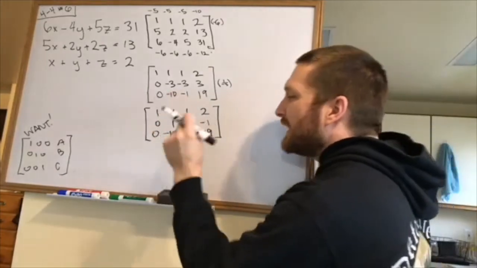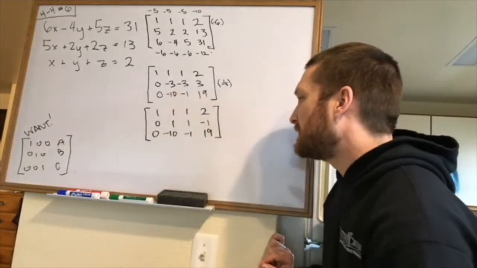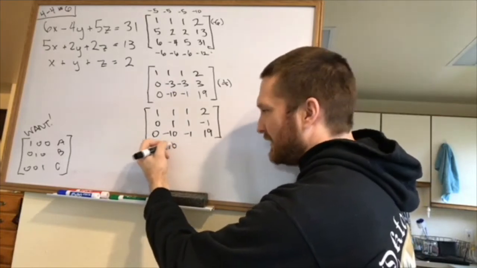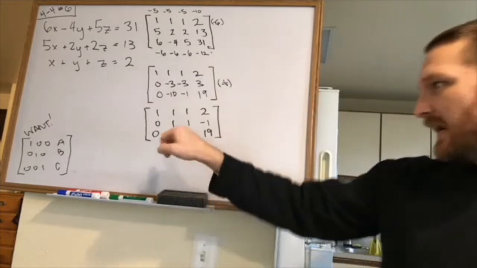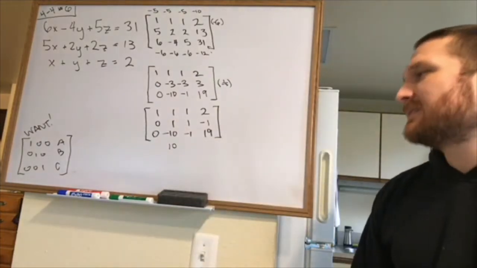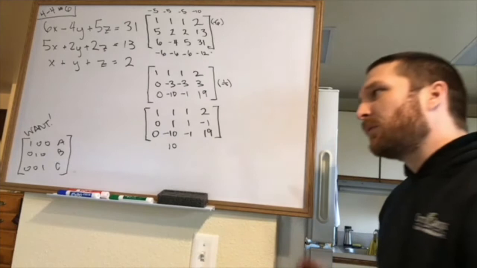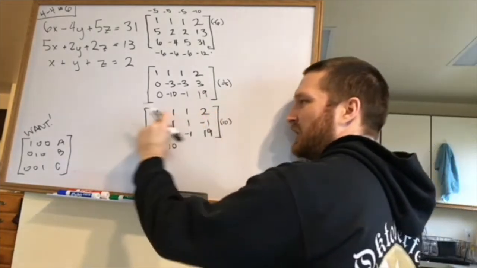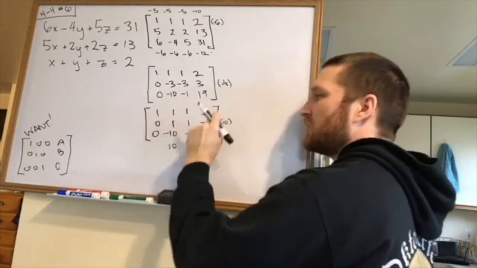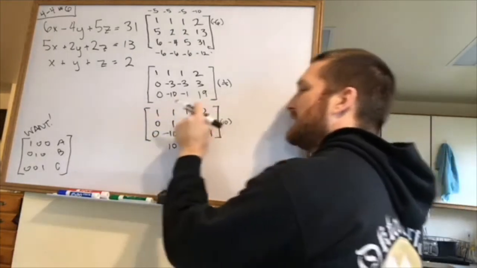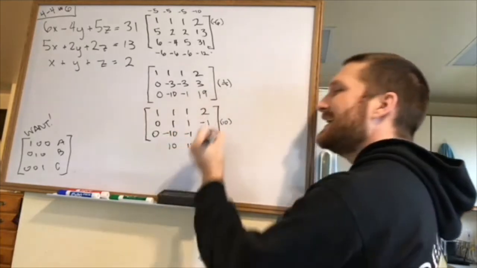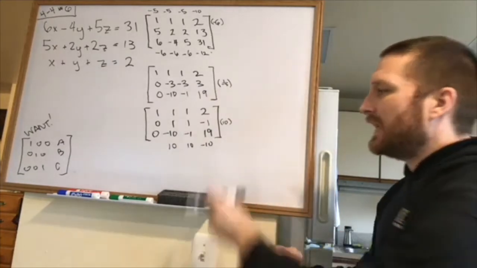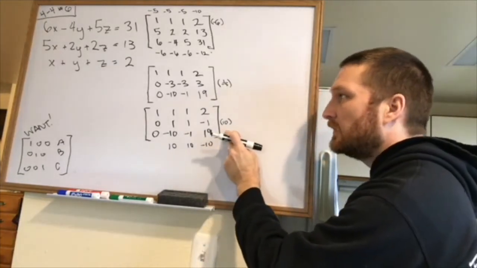What number plus -10 gives me a 0? +10. So I know I need to turn that 1 into a +10. Well, there's only one way to do that. I need to multiply that entire equation through by 10. So 10 times 1 is 10. 10 times 1 is 10. 10 times -1 is -10. Now I'm going to add that to that row.